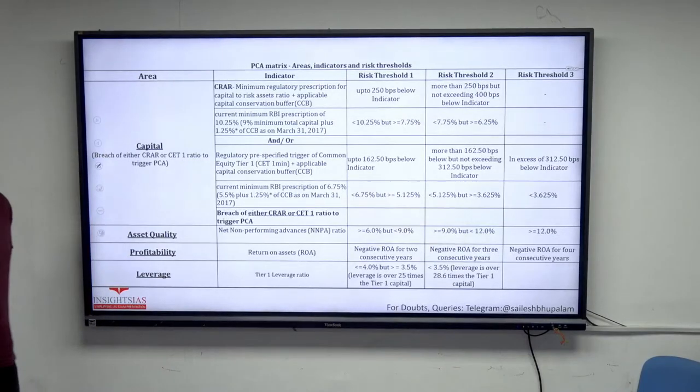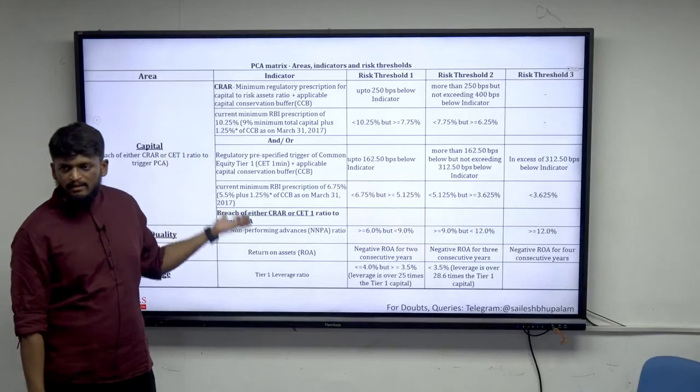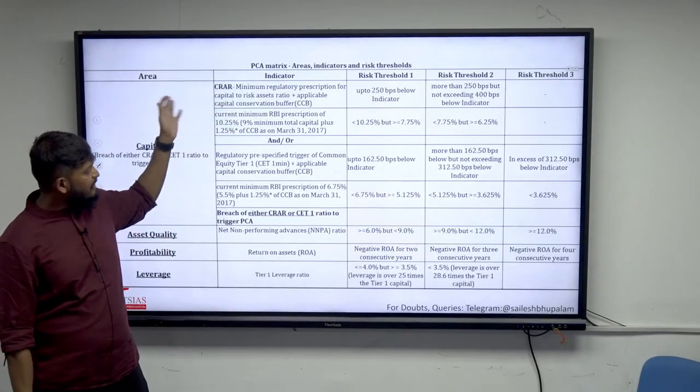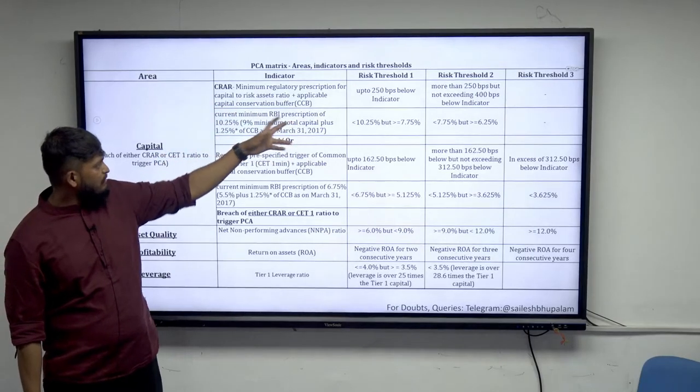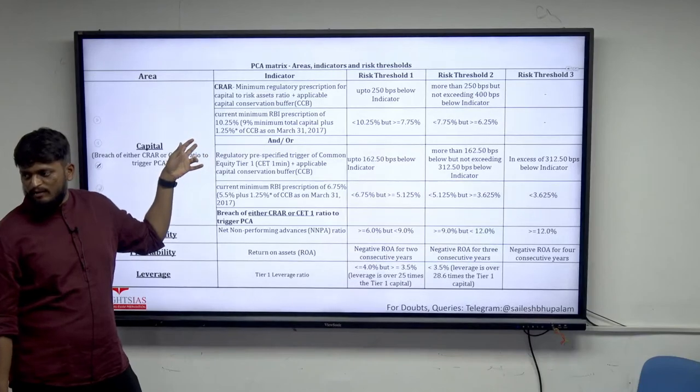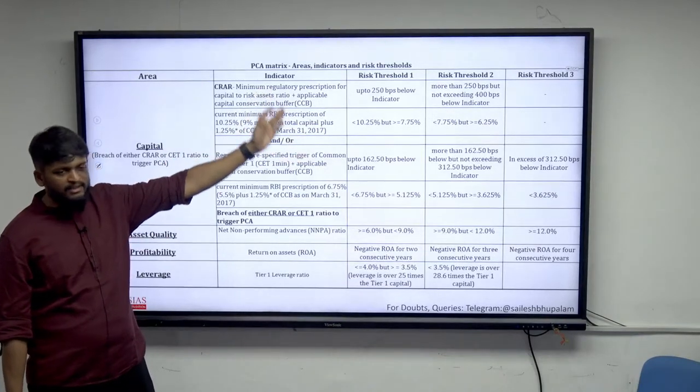Here I have just given for your reference, you can go through this table once, just to give you confidence here. CRAR, you already know, capital to risk weighted assets ratio. We already discussed that it should be 2.5, but RBI measures it off, that is 1.25. If it is not there, then only they will keep it under the threshold.